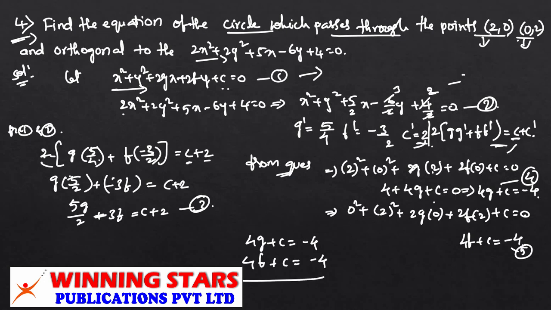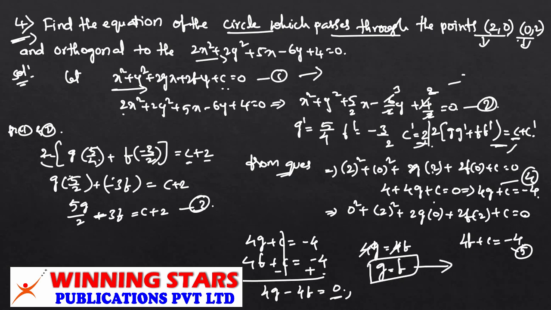So I will take this one, it will become minus plus, so this will get cancelled. It will become 4g minus 4f is equal to 4 plus 4 is equal to 0. So here 4g is equal to 4f we can take, and 4 will get cancelled, g is equal to f will come here.